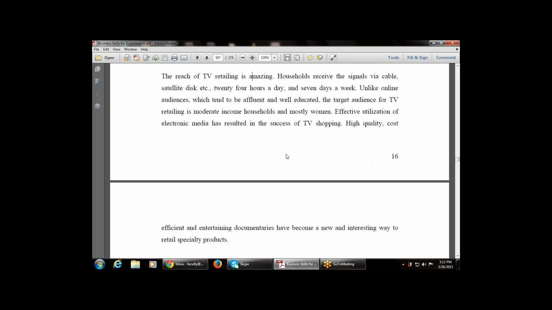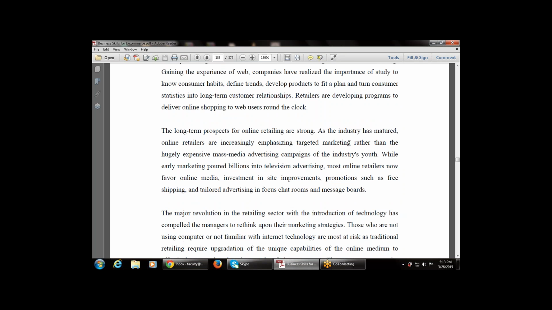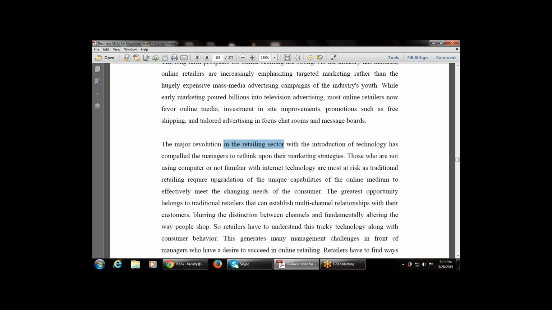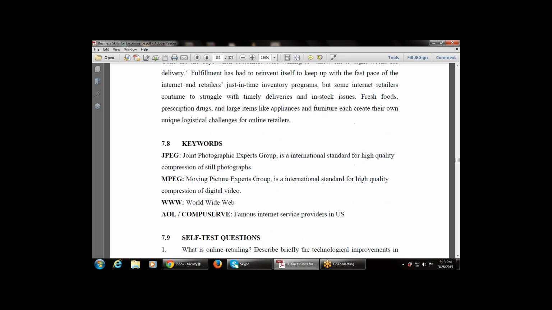For example, Amazon.com also provides online retailing. A cost-effective alternative to traditional print catalogs is the CD-ROM. So instead of using print catalogs, a CD-ROM is also available for online marketing or online trading. The major revolution is the introduction of technology. The major change in the retailing sector came with the introduction of IT and various technologies like TV and CD-ROM, which are available with online marketing.